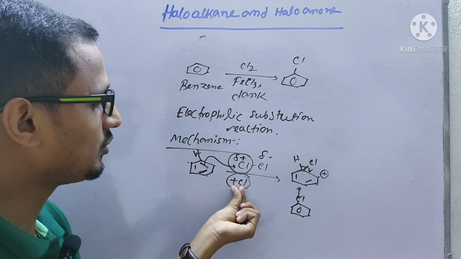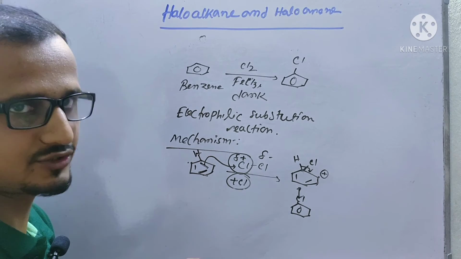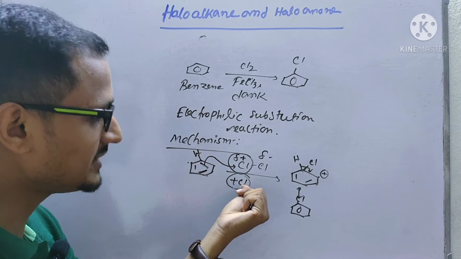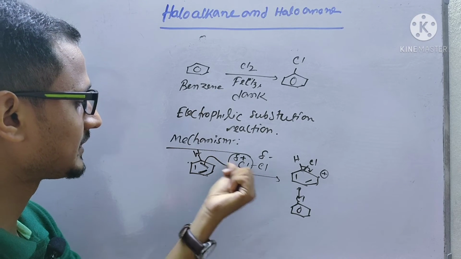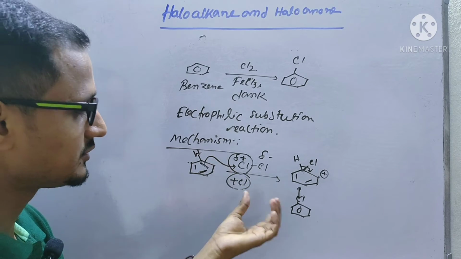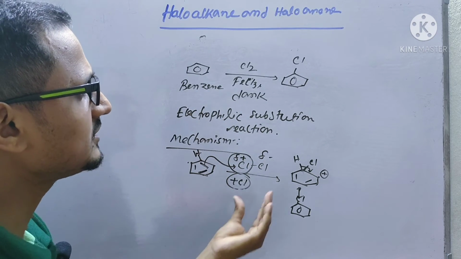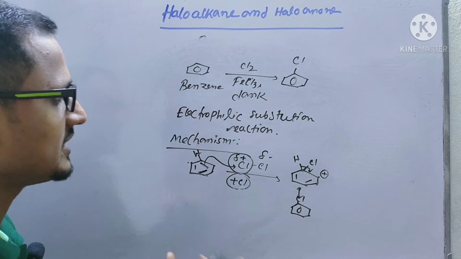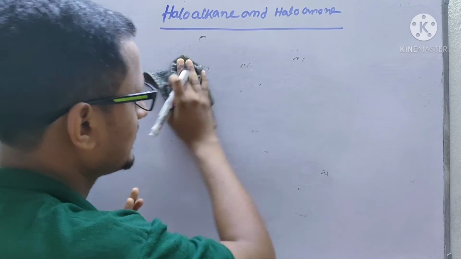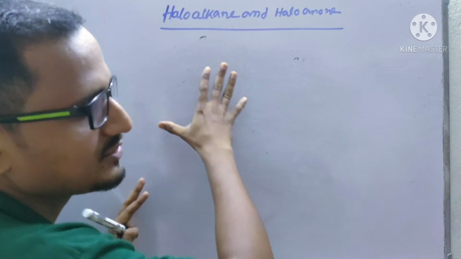That means those species which love to attack electrons are electrophiles. So this chlorine is attacking, actually attacking this pi bond. That is why this is an electrophile. So the electrophile is substituting here, so this one is an electrophilic substitution reaction. This reaction is an electrophilic substitution reaction.